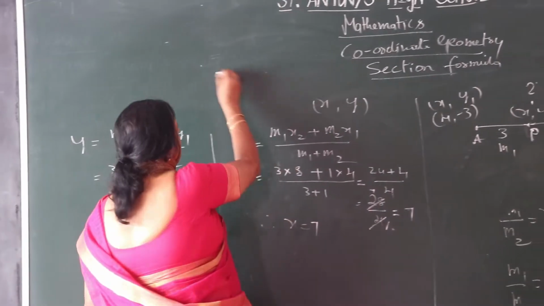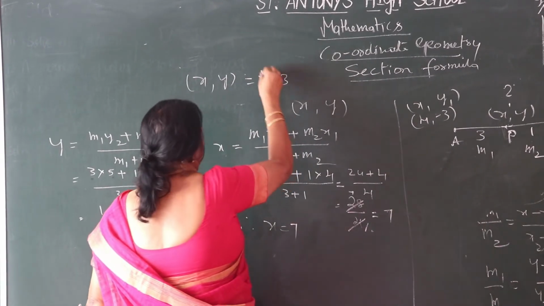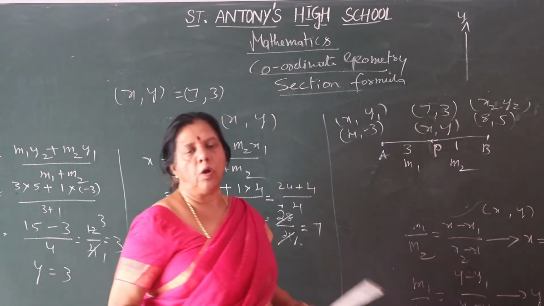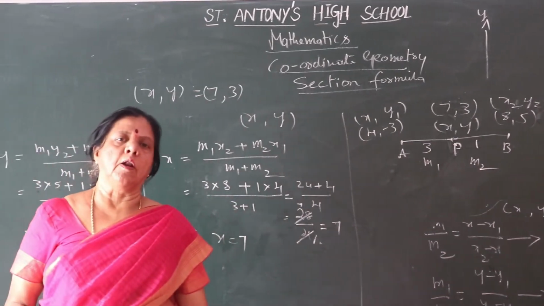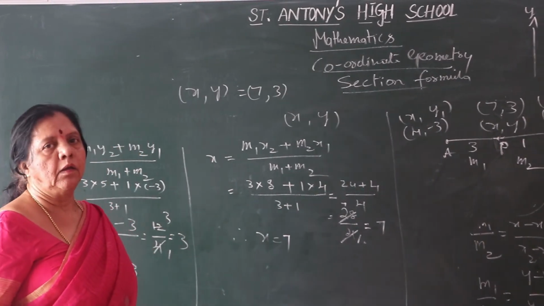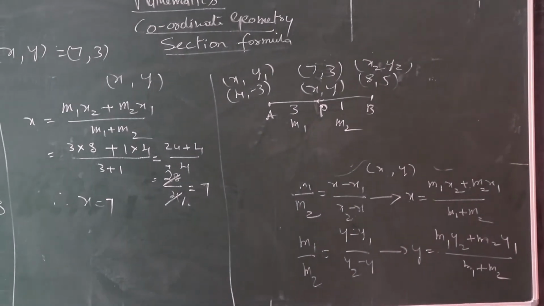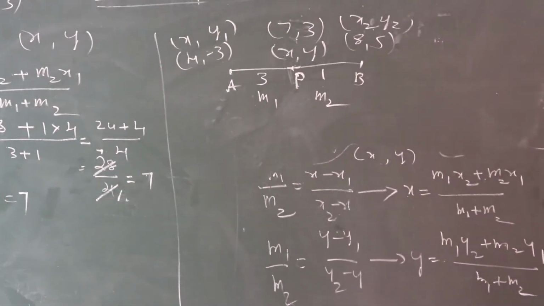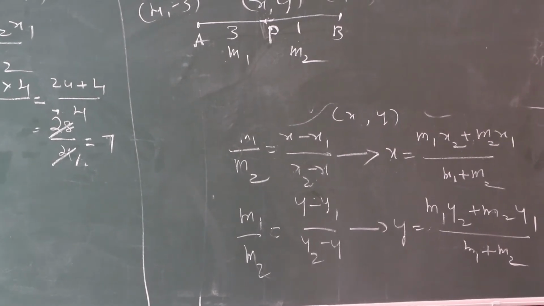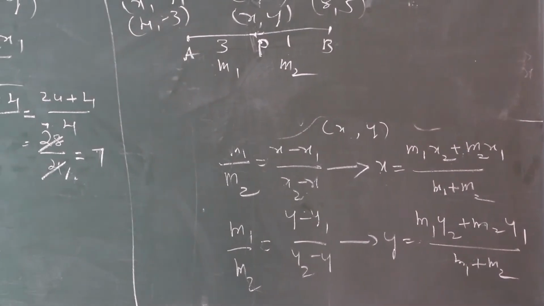Therefore the coordinate x comma y is 7 comma 3. So you got it, 7 comma 3. This is the way you have to use the section formula to solve it. Got it, children? All of you go through it once again. Call out the formula. What is the x coordinate formula? m1 x2 plus m2 x1 by m1 plus m2. Next for y: m1 y2 plus m2 y1 by m1 plus m2. Is this clear, children?